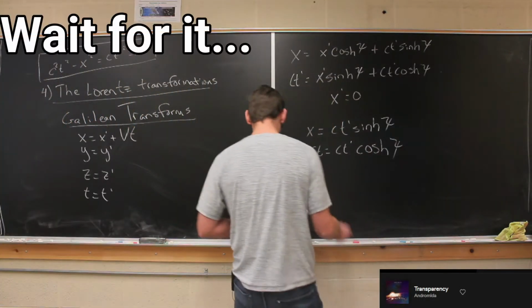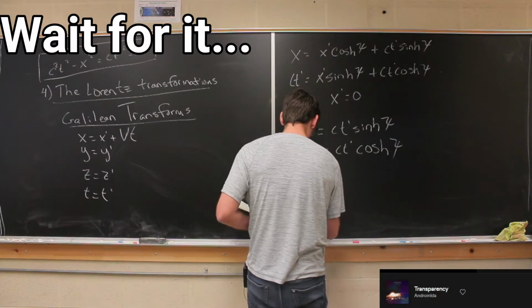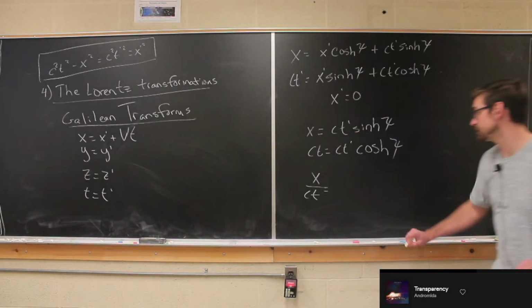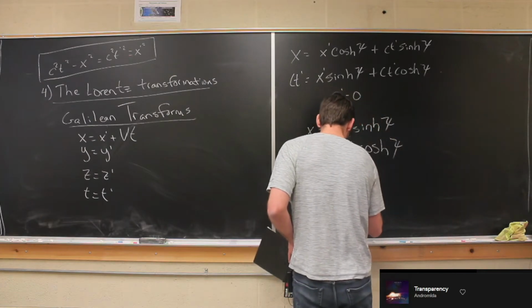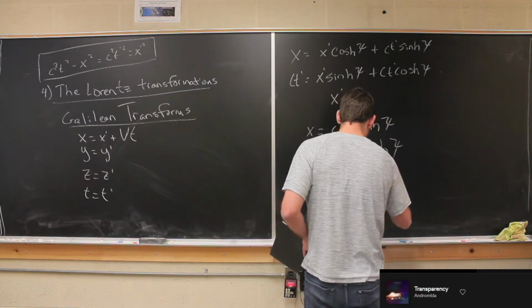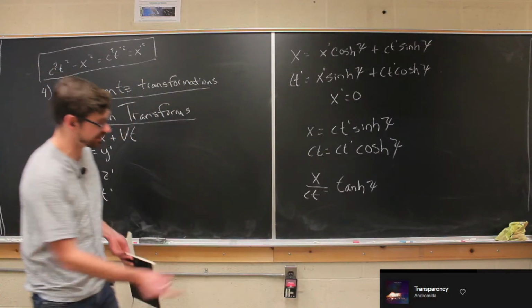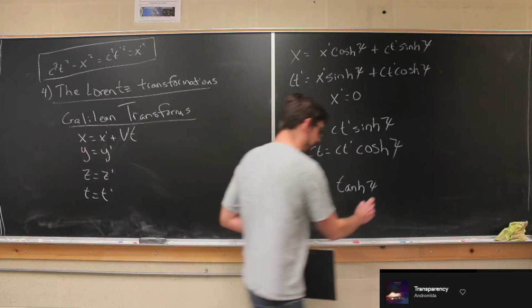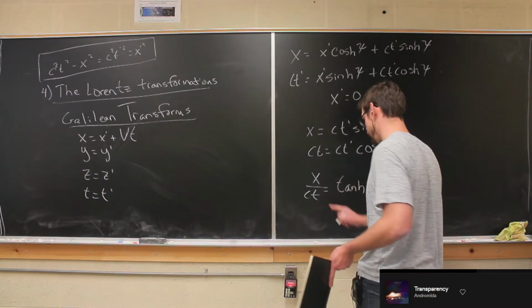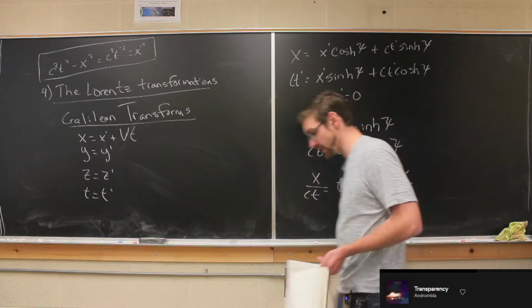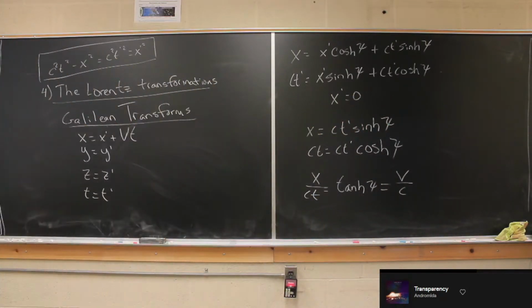If we divide these equations, we can find that x over ct is equal to, the ct primes are going to cancel away, which is really nice, and then we get the hyperbolic tangent of psi. And the hyperbolic tangent of psi, well, what's this? This is just going to be the velocity over c, because as x is changing in time, and now we're talking about the two systems, the one system moving in reference to the other system.